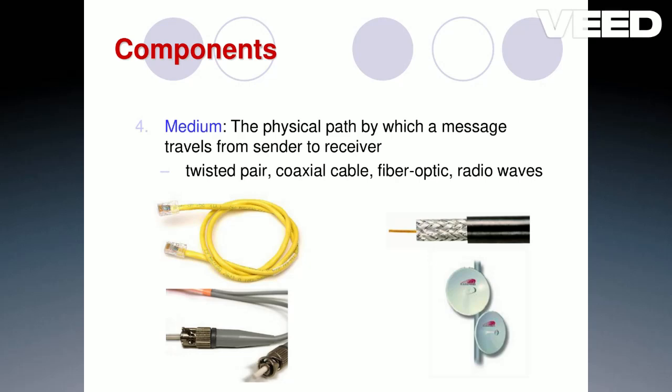Wired means we have to use wires: twisted pair cables, coaxial cable, and fiber optic cables. Compared to these three cables, fiber optic is the most effective one. We can transfer the data quickly. The radio waves come under wireless communications.